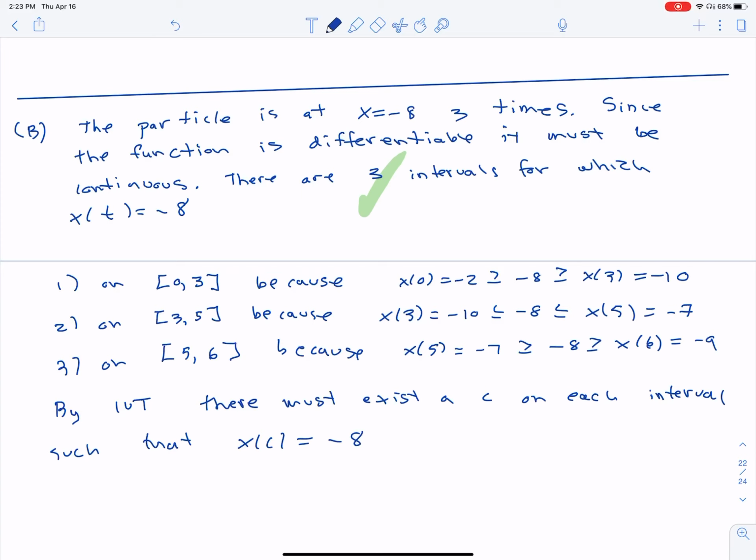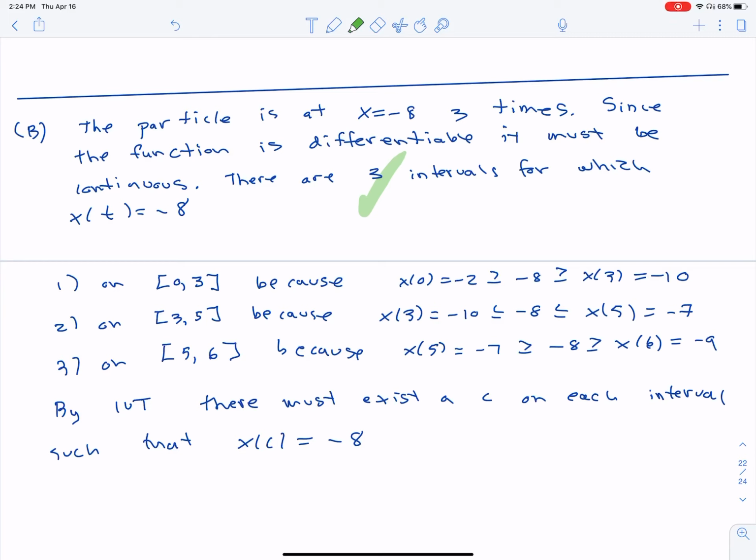That's it. Big things that we have to point out. If I were grading this, here's what I'd be looking for. One, of course, that you indicated three different intervals. Second, that you explained how you knew it was continuous. Third, how did you know it was on each of those three intervals? So I showed that -8 is in between two different values each time. It's between -2, between -10, between -7, and so on.